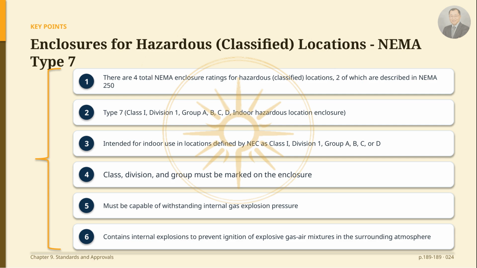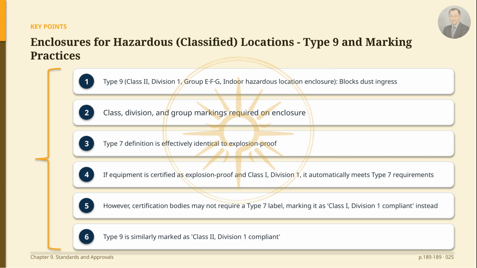Type 7 enclosures must be capable of withstanding the pressures resulting from an internal explosion of specified gases and contain such an explosion sufficiently so that an explosive gas-air mixture in the surrounding atmosphere will not be ignited. I'd like to introduce Type 9 enclosures and the practice of labeling enclosure ratings. Type 9 is an enclosure for indoor hazardous locations corresponding to Class 2, Division 1, Groups E, F, and G. It follows the classifications defined in the NEC and is intended to prevent the entrance of dust. Similarly, the class, division, and group must be marked on the enclosure.